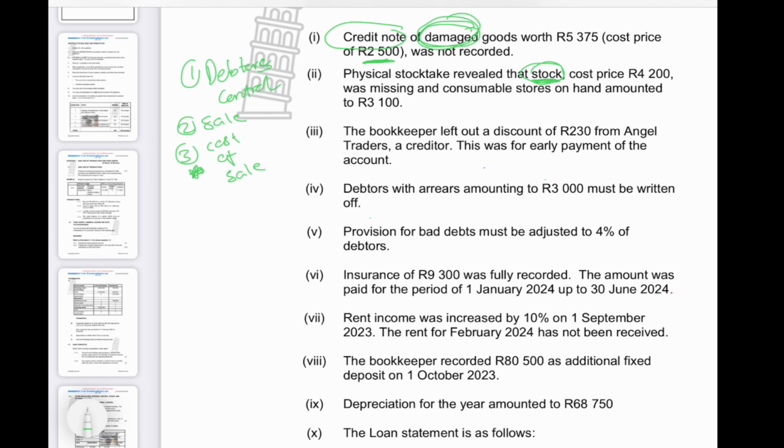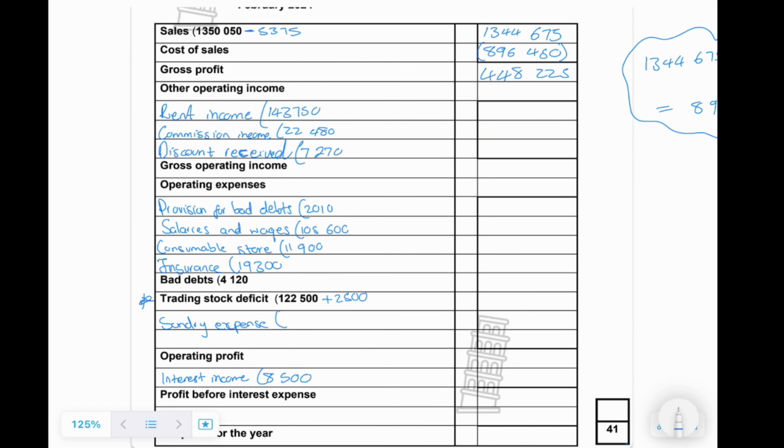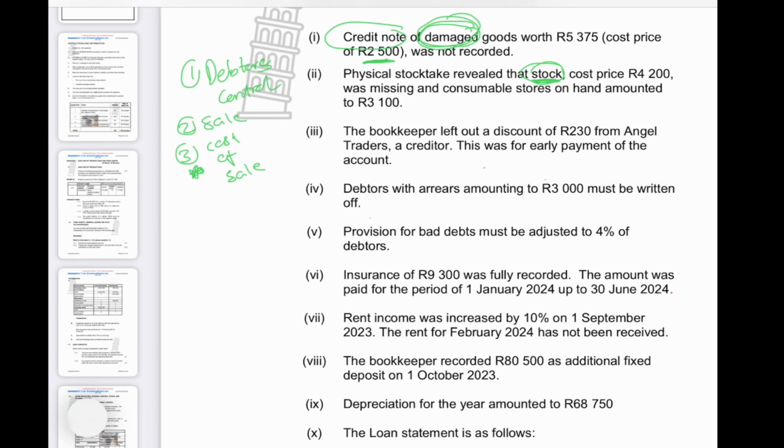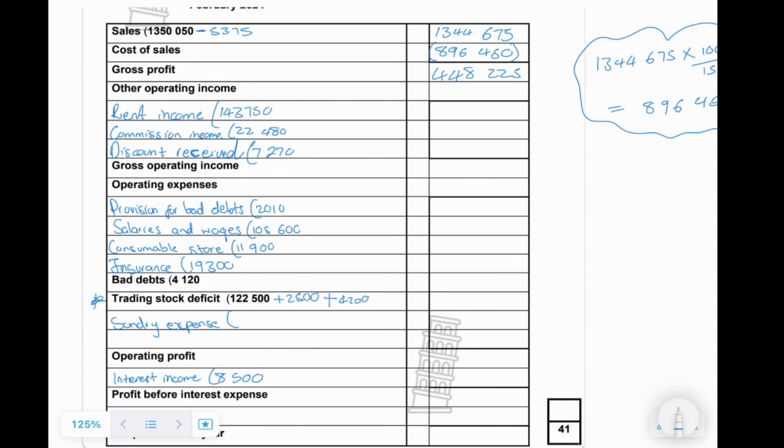Okay, so now what we are going to do is add it to our trading stock deficit. So we are going to say trading stock deficit: here is more stock that has gone missing worth 4,200. Okay, so we move on to consumable stores now. And it says consumable stores on hand amounted to 3,100. Okay, we go to our income statement.